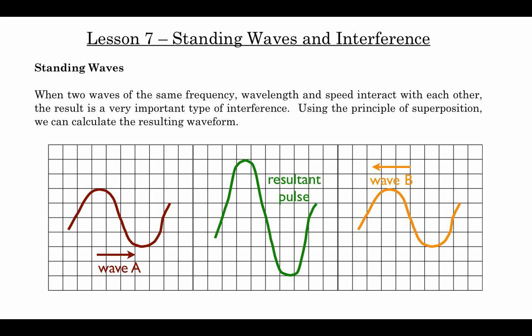Now, there's a special type of interaction between waves where we have waves that have the exact same frequency, the exact same wavelength, and the same speed. So really, they're identical waves, and they interfere with each other. That's a special type of wave, and we call it a standing wave.